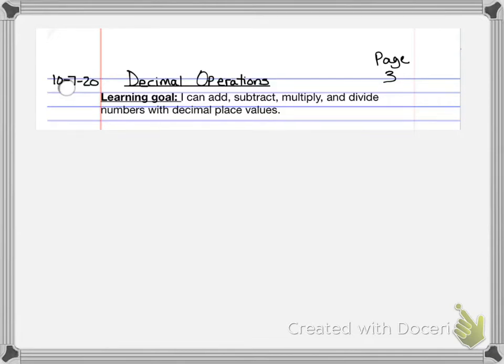And please jot down the date, the title, and page number, as well as the learning goal. All right, so title is Decimal Operations, October 7th, 2020. This is page 3. And our learning goal, I can add, subtract, multiply, and divide numbers with decimal place values. If you need more time to copy, you can pause here.